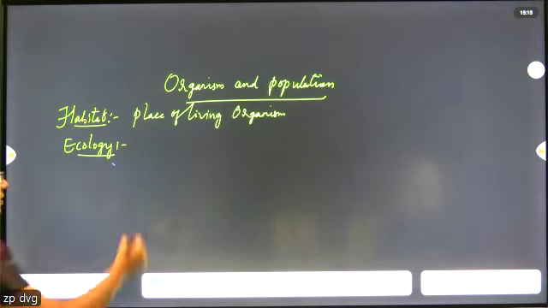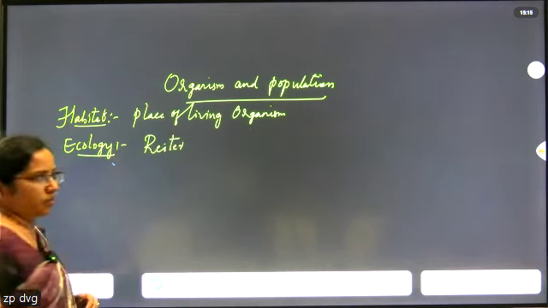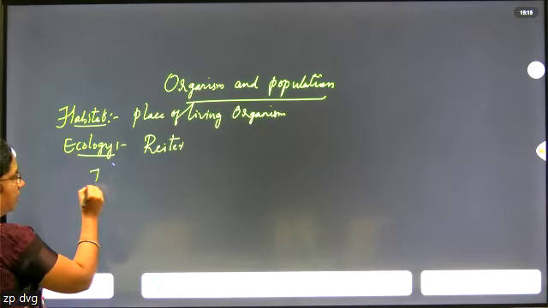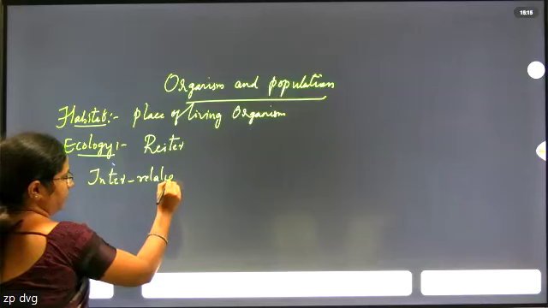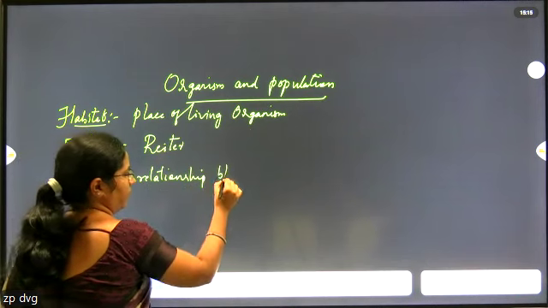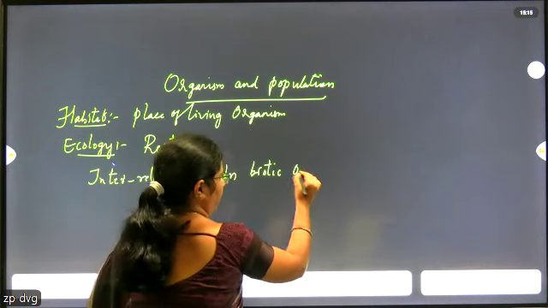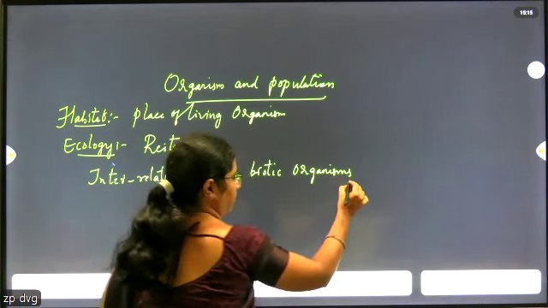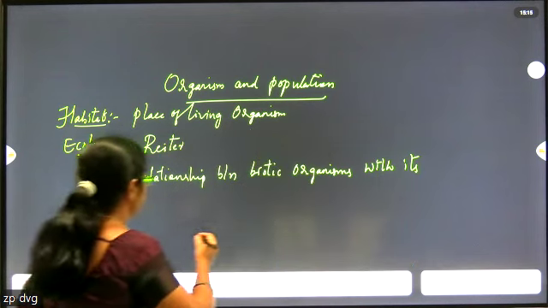One of the famous scientists and writers explained about ecology in a well-defined manner. Ecology is nothing but an interrelationship between biotic organisms with their physical environment.